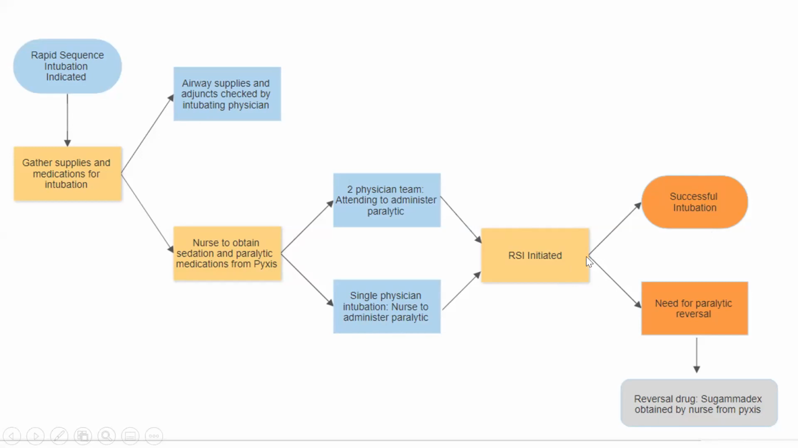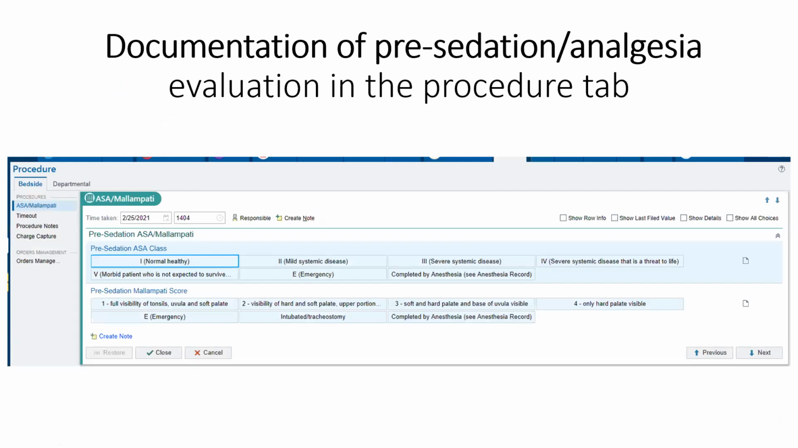Once your RSI is initiated, then hopefully we all move to this upper right orange oval with a successful intubation. However, if there's a failed intubation or a need for paralytic reversal, you have the opportunity to use sugammadex from the Pyxis. Most oftentimes, if your airway is failing for a lack of successful intubation, paralytic reversal may not be the reason. Sometimes paralytic reversal is not the next choice, but rather you're doing this as you're calling your urgent airway team or the other physicians that are part and parcel to establishing a successful airway for your patient.